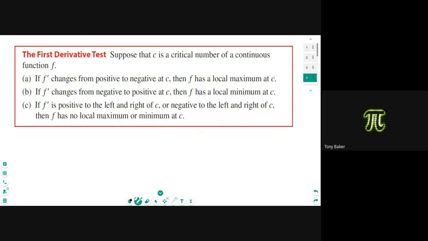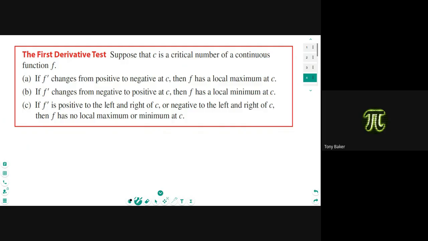So if the derivative changes from positive to negative, then it's a local maximum, because that means it's increasing into it and decreasing out of it. If it's changing from negative to positive, then it is a local minimum, as it would be decreasing in and increasing out. If there is no change, then there is no local min or max.